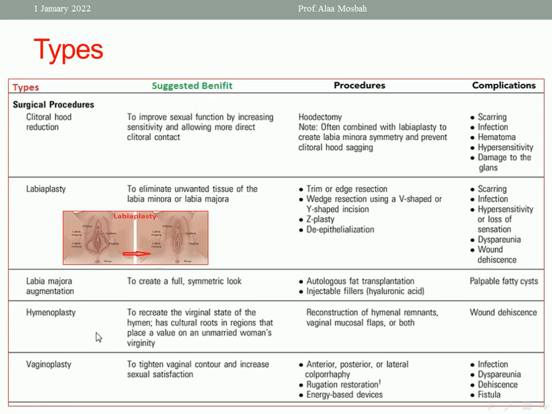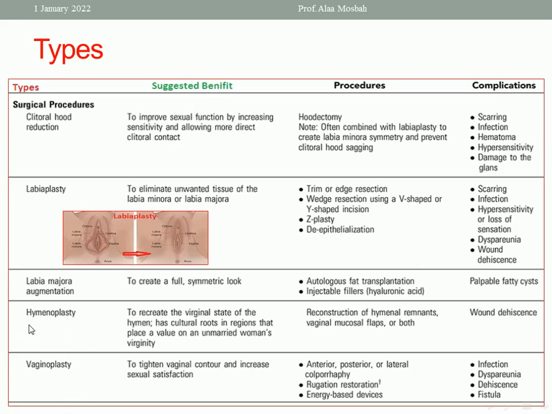The third operation is labia majora augmentation, to create a full, symmetric look. This is the suggested benefit from this operation. What is the procedure? Autologous fat transplantation in the labia majora, or injectable fillers like hyaluronic acid in the labia majora. What is the complication? Palpable fatty cysts may happen.